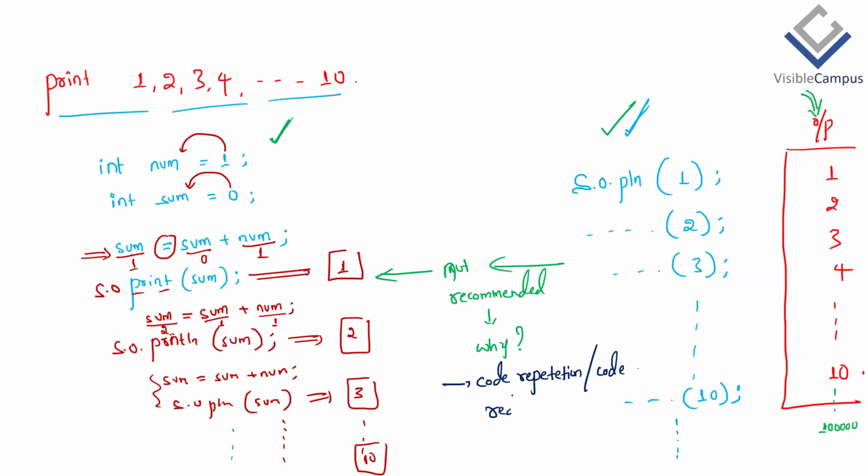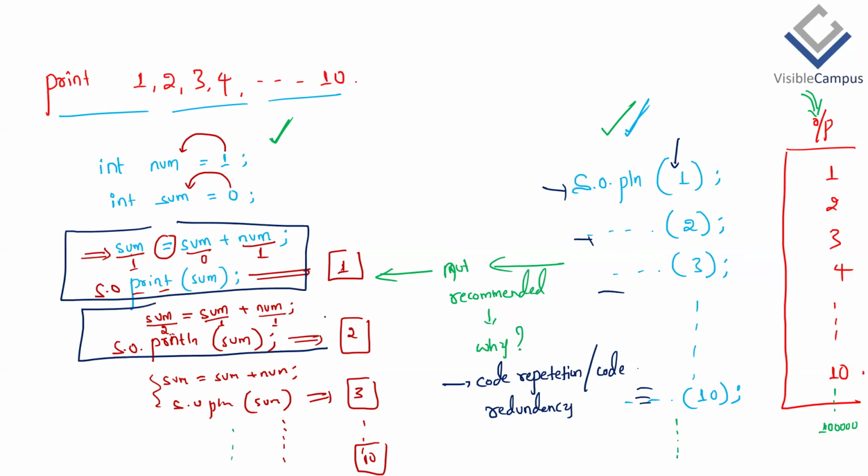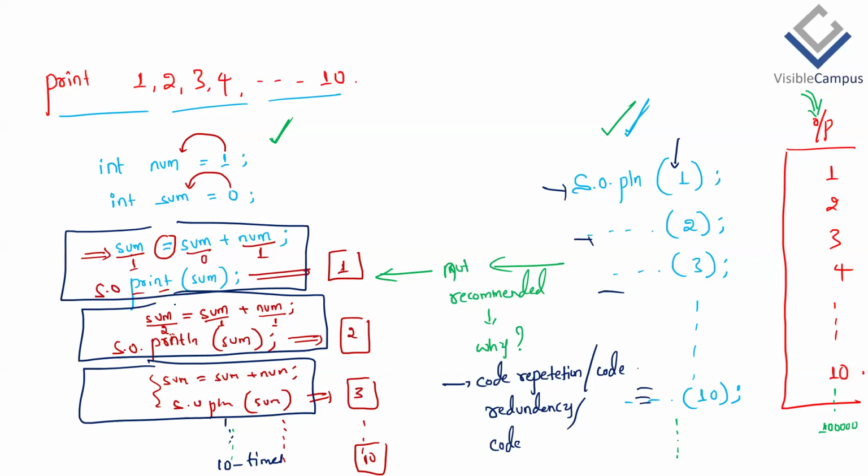Code redundancy means the same line of code with one small change is written 10 times. Here also, the same 2 lines of code are written 10 times. To get the output as 1 to 10, the same thing is repeated 10 times. Correct or not? This is also called code duplication. Duplicate code we are writing again and again. That's why it's not recommended.